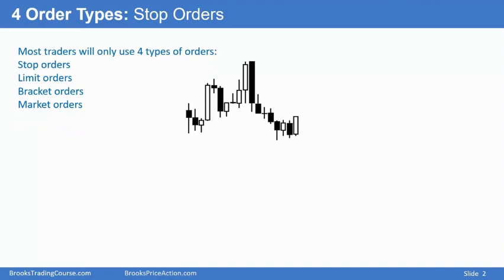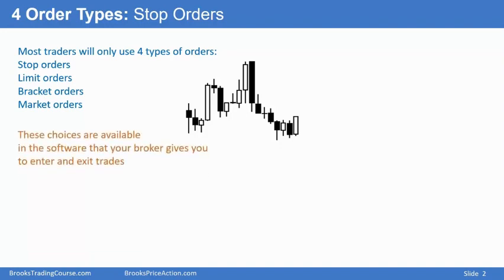Most traders should only use these 4 types of orders: stop orders, limit orders, bracket orders, which are a combination of a stop plus a limit order, and market orders. When you open an account with your broker, he'll give you software that will allow you to trade, and these will be choices that are available in that software. They allow you to enter and exit trades. Most traders should almost always be entering with stop orders, because then at least the market is going in your direction.